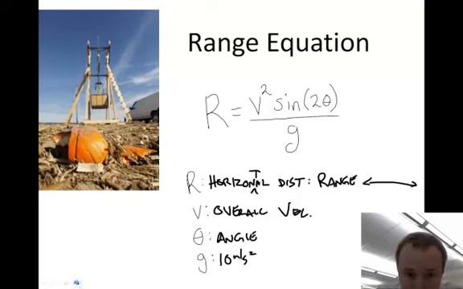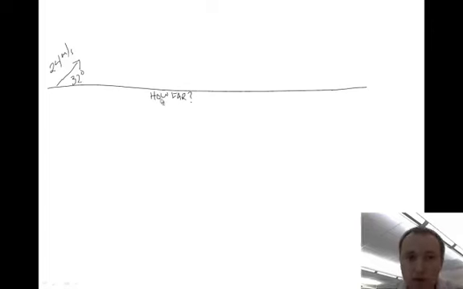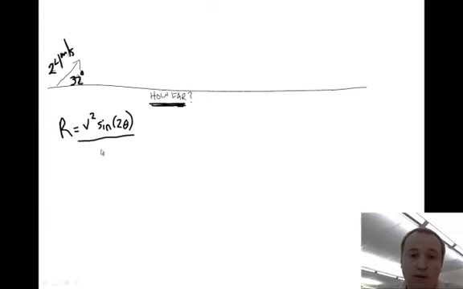So let's do one together. The only question I have is how far does it go? I'm going to launch it at 32 degrees above the horizontal, at 24 meters per second, and the question we want to answer is how far. We're not answering time, we're not answering how high. So range, always write down your equation first: V squared sine 2 theta all over g.